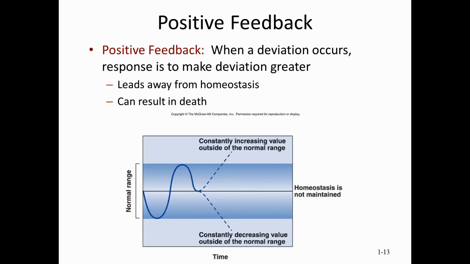Positive feedback, now when a deviation occurs, the response is to make the deviation greater. And this leads away from homeostasis, and it can also result in death. Now, a couple of normal instances of positive feedback would be childbirth. Okay, you get a contraction, which leads to a stronger contraction, which leads to a stronger contraction, until finally the baby is born, the placenta is delivered, and that stretch on the uterine wall is no longer there, and the positive feedback stops.